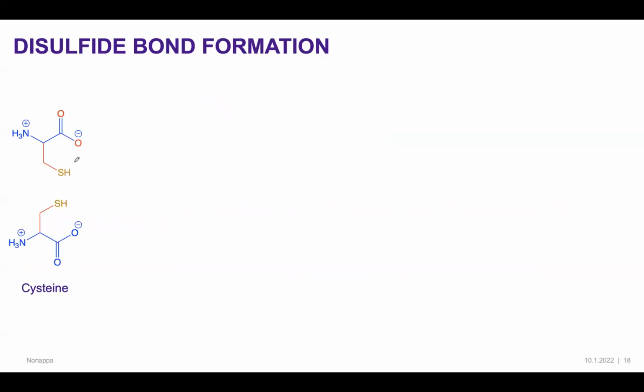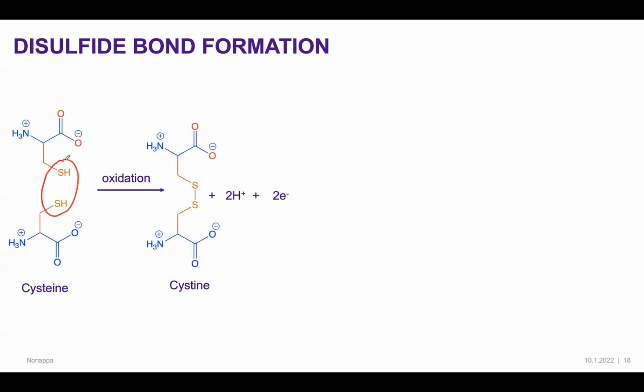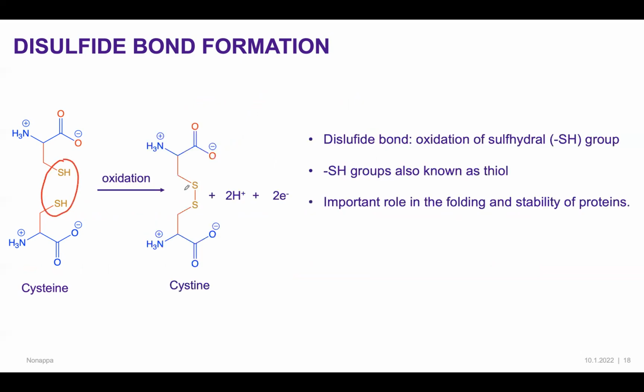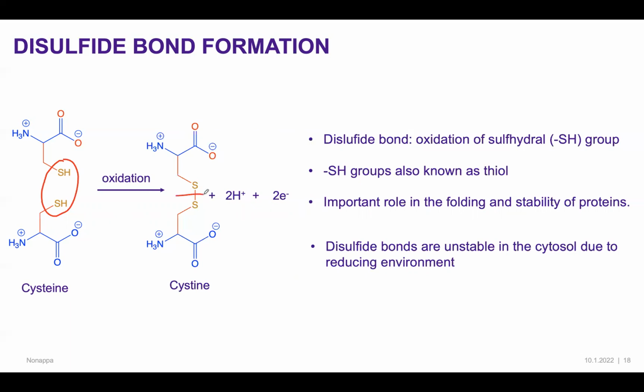Cysteine containing proteins undergo very facile oxidation that leads to what we call disulfide bridge formation. This is reversible if you provide a reducing environment, which is important, as I mentioned previously, in folding and stability of proteins. Disulfide bonds are unstable in certain cellular environments due to the highly reducing nature of the cytosol, for example, and therefore these disulfide bonds can be broken reversibly.